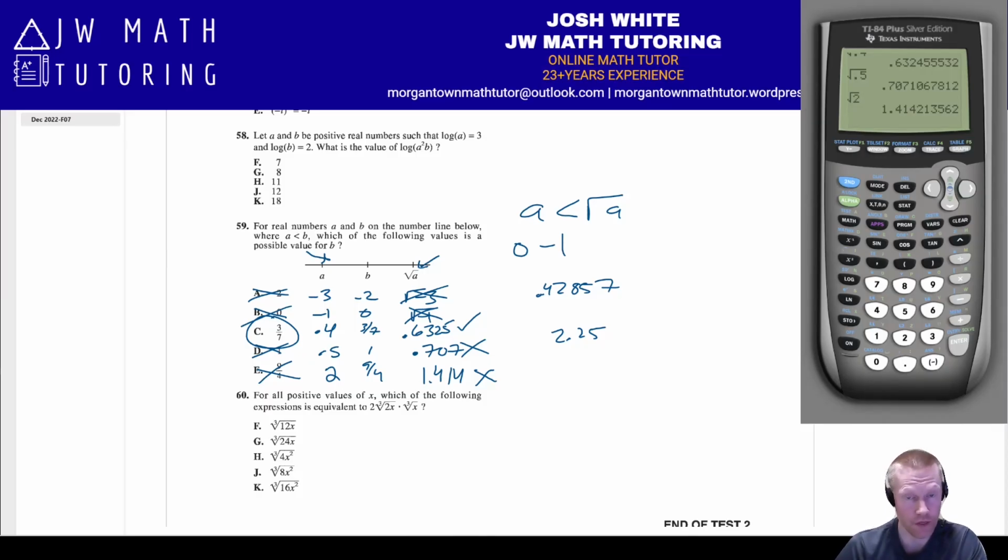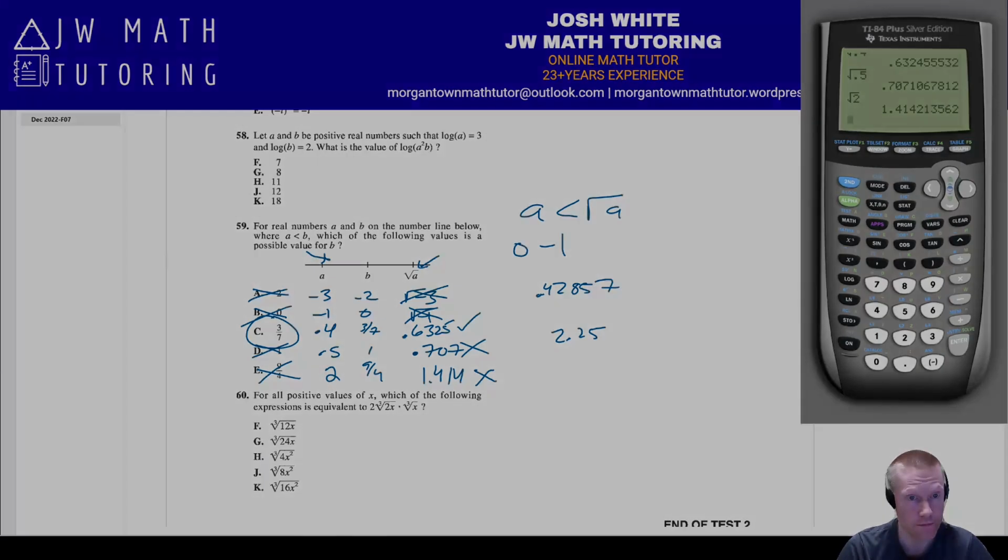Okay, so that's kind of the theory behind this. And if you don't understand that, that's fine. Just follow the picking numbers approach where you pick numbers for B, then pick a number for A, find the square root of A, and you see which one makes sense or which one has the numbers in order. But that's kind of the theory for why it has to be 3/7 as the correct answer.